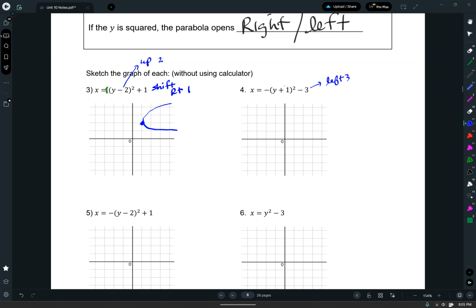Okay, this tells me up or down. And remember, it's the opposite of what you would think. So if it's a plus, we're going to say down 1. So from the origin, we're going to go left 3, down 1. So there's my vertex. Because of the negative out in front, I know my parabola opens this direction.